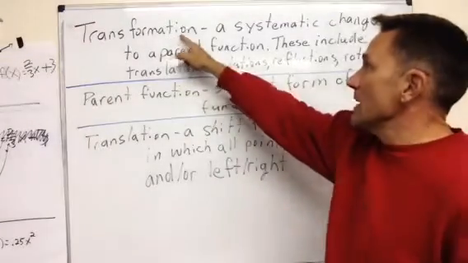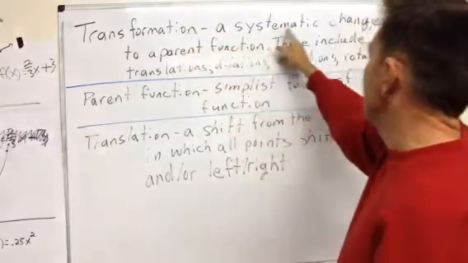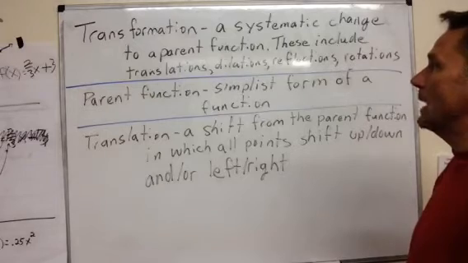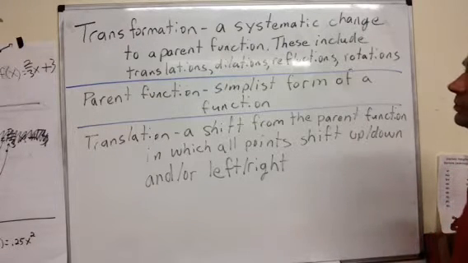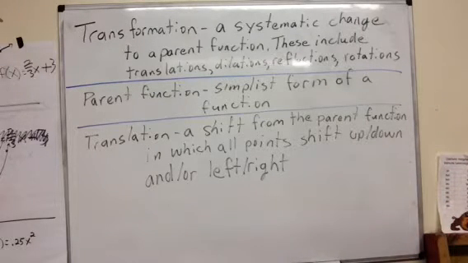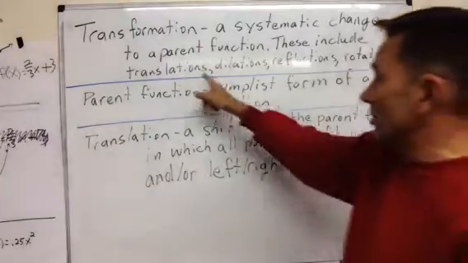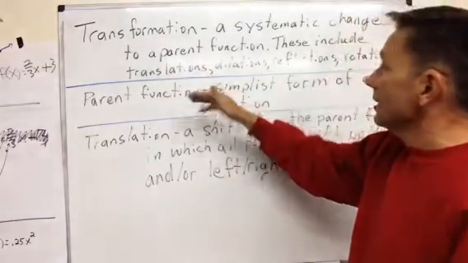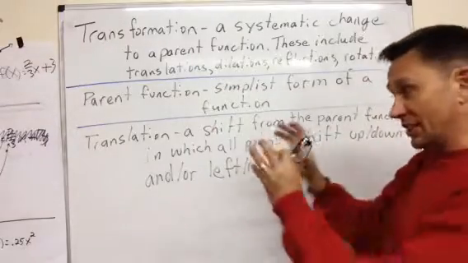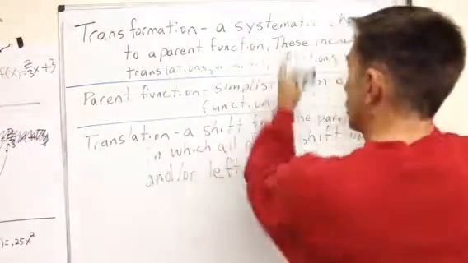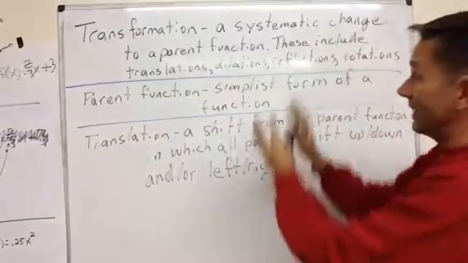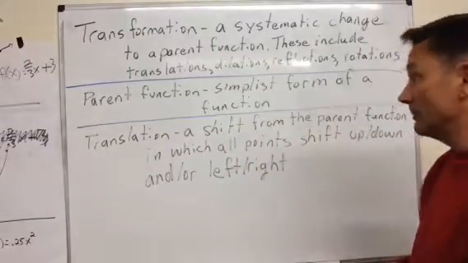A transformation is a systematic change to a parent function. These include translations, dilations, reflections, and rotations. We're going to talk a lot about translations today. That's moving a function, actually just picking it up and moving it in a certain direction. We're going to focus on up-down and left-right.